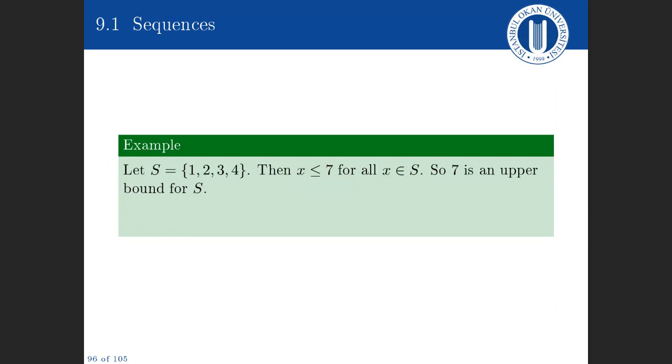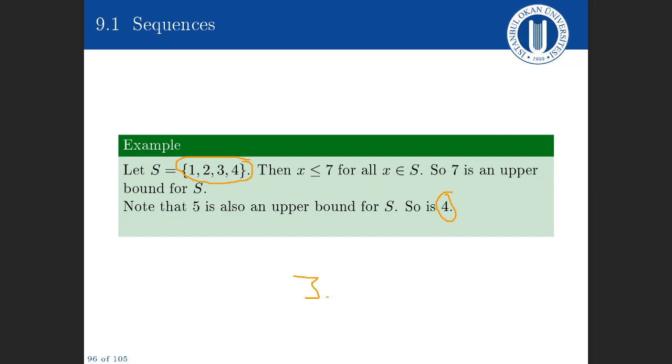So for example, if S is the set containing the numbers 1, 2, 3, and 4, then for every x in the set, x is smaller than 7. So 7 is an upper bound for S. Now note that 5 is also an upper bound for S. If x is in S, we could write that x is less than or equal to 5. 4 is also an upper bound for S. These four numbers, 1, 2, 3, and 4, are all less than or equal to 4. So 4 is an upper bound.